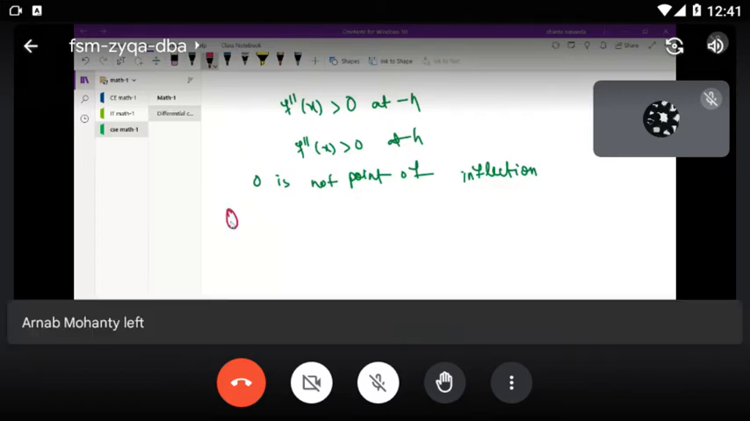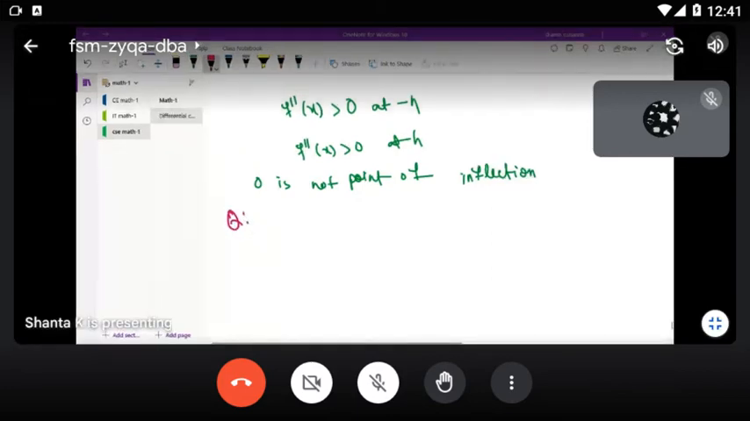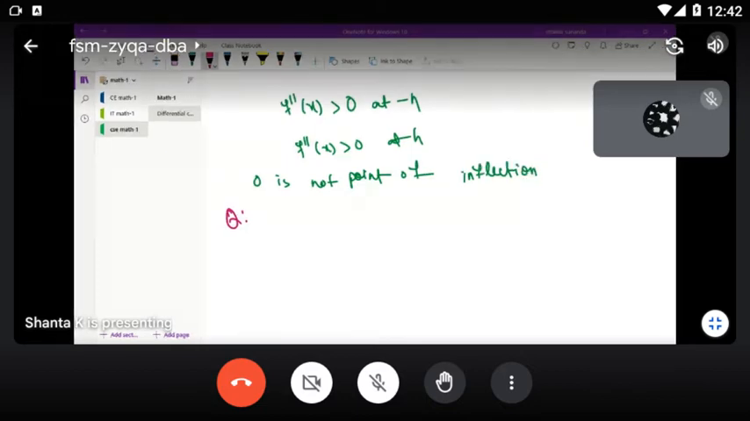That's right. Okay, now we will do some problems. So you have some idea now. Find the intervals in which the following curves are concave upward or concave downward.